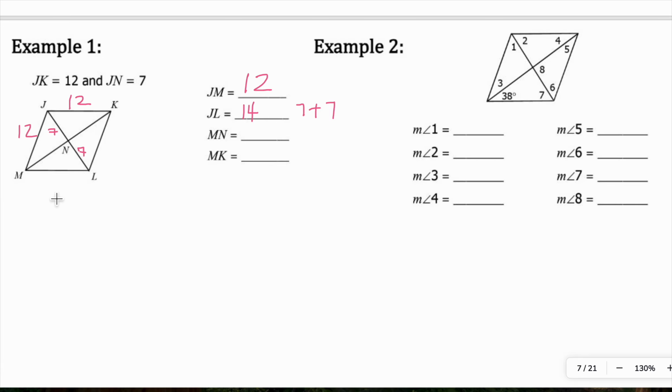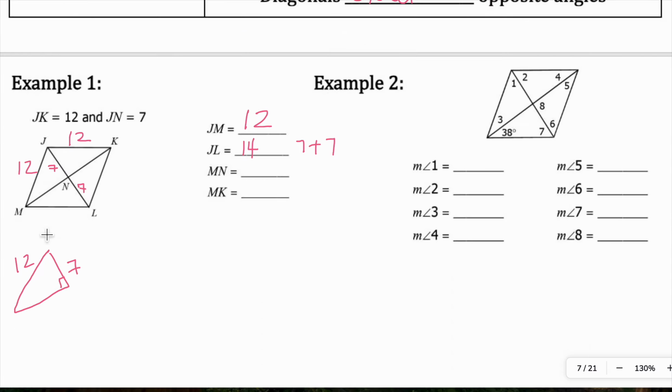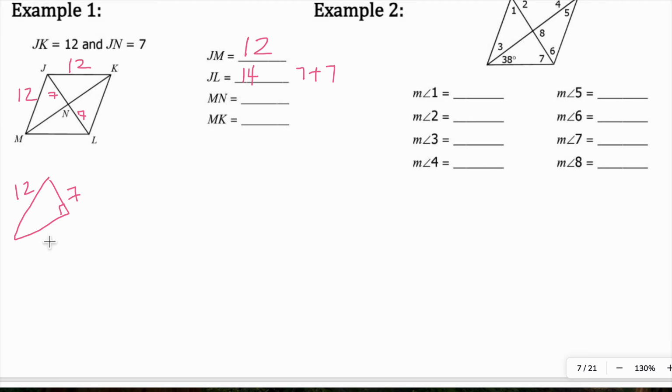MN though, we don't know if that's 7. What I do know is JM is 12. So if you think about JNM as a triangle with perpendicular diagonals, that means I have a 90 degree angle. So I can use my Pythagorean theorem of a squared plus b squared is equal to c squared, or 12. There we go. A squared plus 49 is equal to 144. And again, I'm using J, N, and M, and I'm trying to find MN.